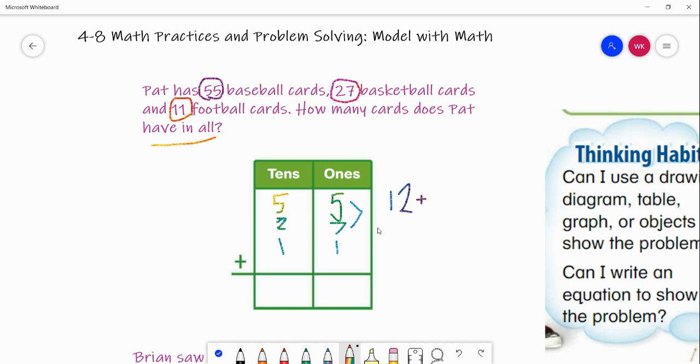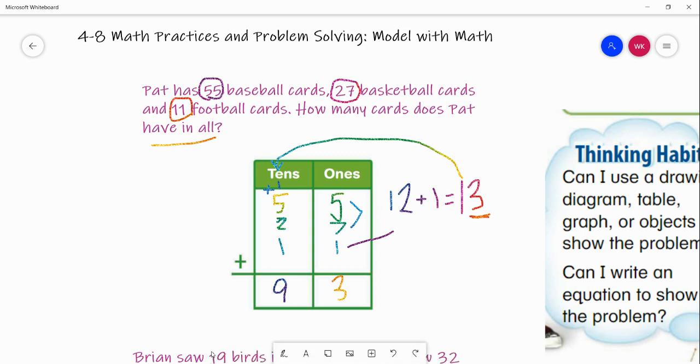And now we need to add that 1 that was from right here. So now we have 12 plus 1. And I know 12 plus 1 equals 13. So I'm going to only take that 3 and put it in our ones place. Now remember, we need to take our 1 and put it all the way over to our tens. So you're going to be adding 1 more because you are regrouping. So now we have 1 plus 5 equals 6. 6 plus 2 equals 8. And 8 plus 1 equals 9. So 55 plus 27 plus 11 equals 93.